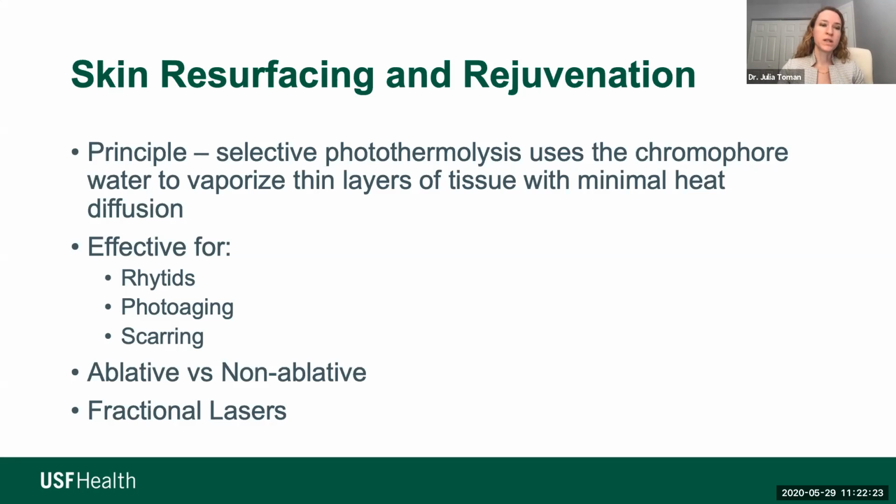So the principle is selective photothermolysis, utilizing the chromophore water to vaporize thin layers of tissue with minimal heat diffusion. Resurfacing lasers have to be capable of delivering sufficient fluence during a brief time to achieve vaporization during a single laser pulse. For skin, this is about 5 joules per centimeter squared in less than 1 millisecond. Laser resurfacing is good for rhytids, photo aging, including actinic keratosis or dyschromias, as well as scarring related to trauma, iatrogenic causes, or acne.